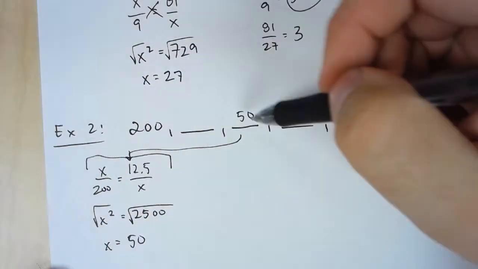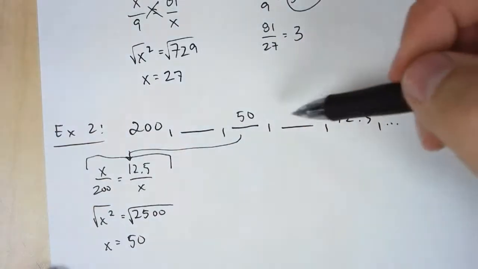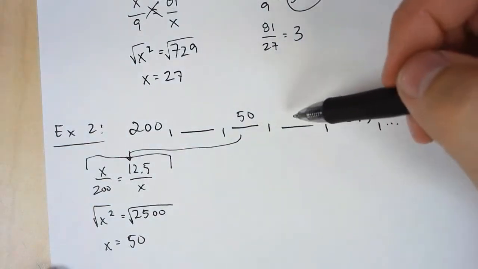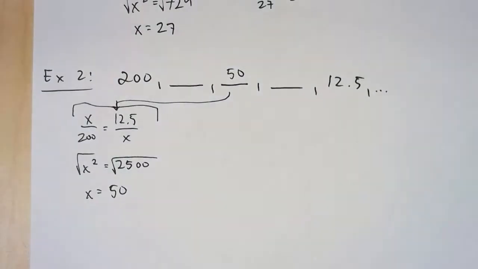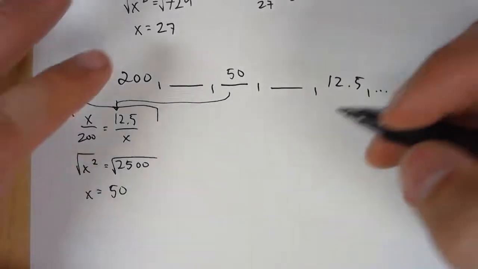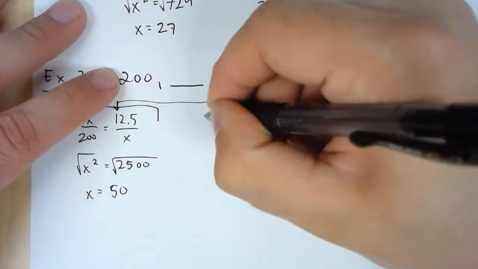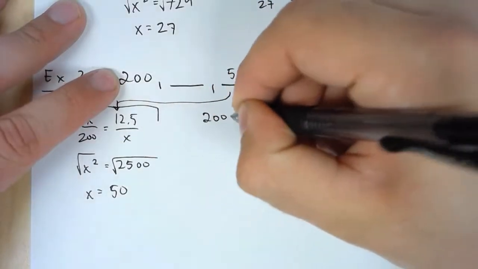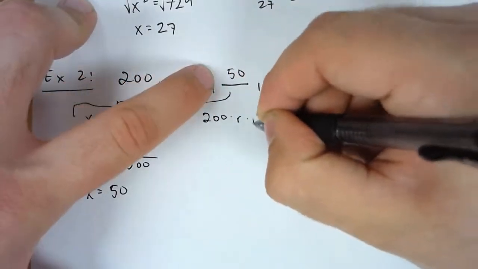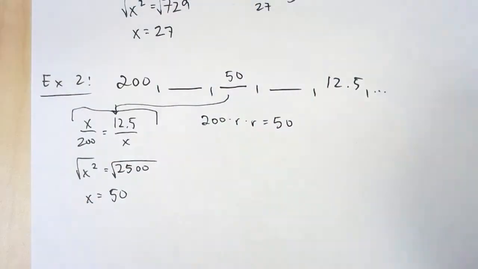So now we need to do the geometric mean again on these two to find the middle one, and the geometric mean on these two to find the middle one as well. So I just wanted to explore a different way of solving for one of these in case you were interested. We know that 200 times a ratio times the ratio again is going to equal 50. So you can also solve the problem like this.